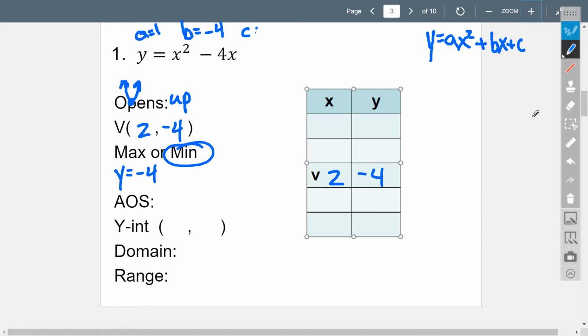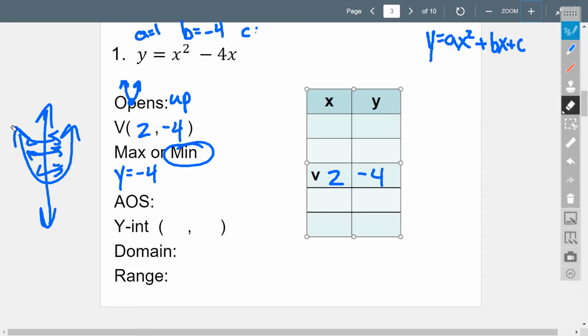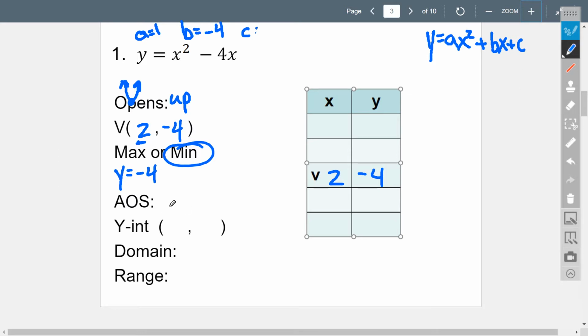The axis of symmetry is a vertical line that goes through the vertex. It describes how the graph is symmetrical. It's symmetrical across the axis of symmetry. So the axis of symmetry is just the same as the vertex's x-value, so it would be x equals 2, and that represents a vertical line that goes through 2 on the x-axis.